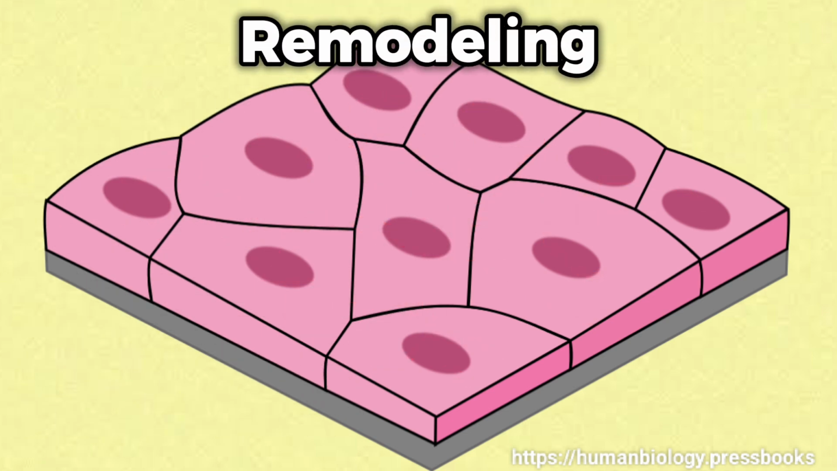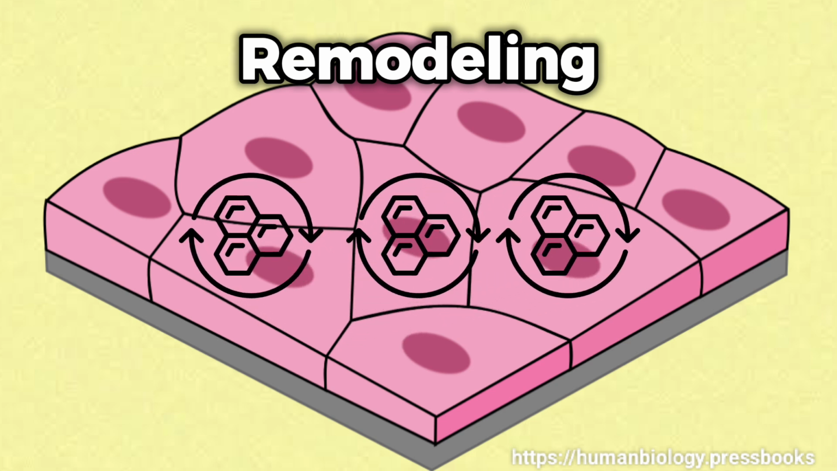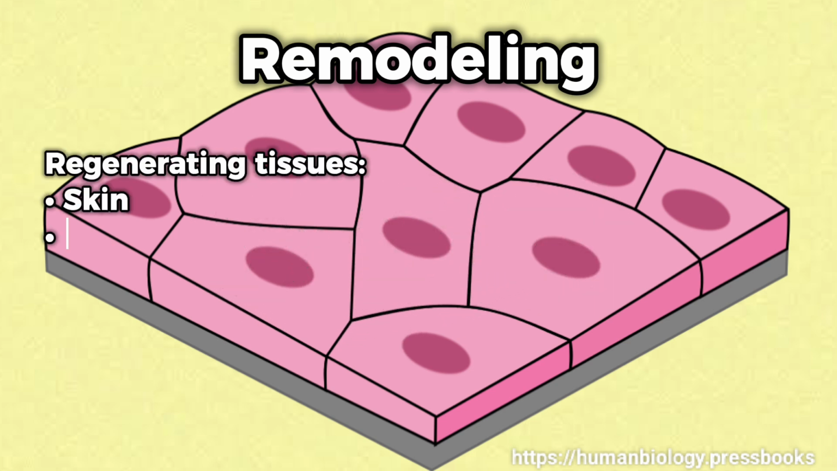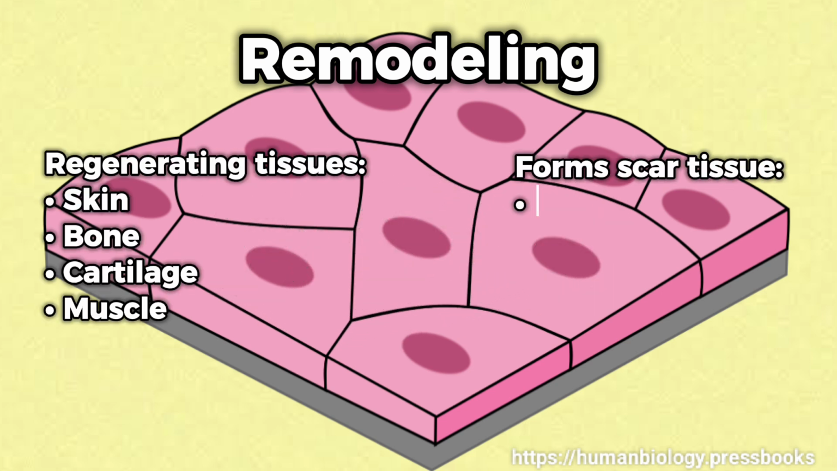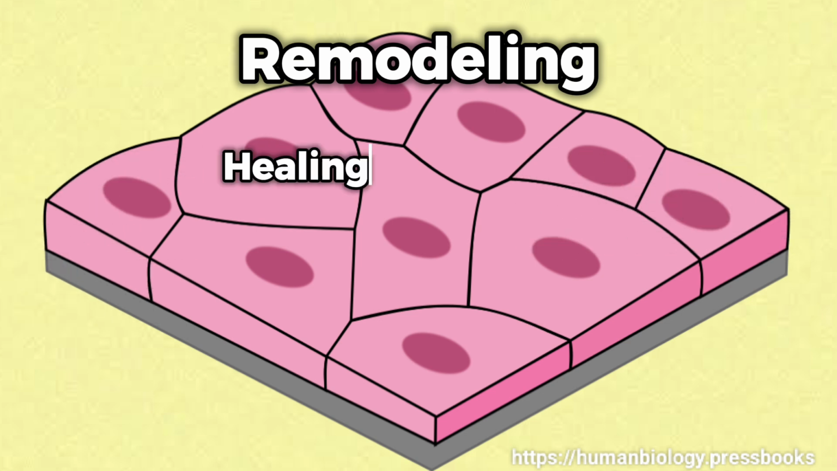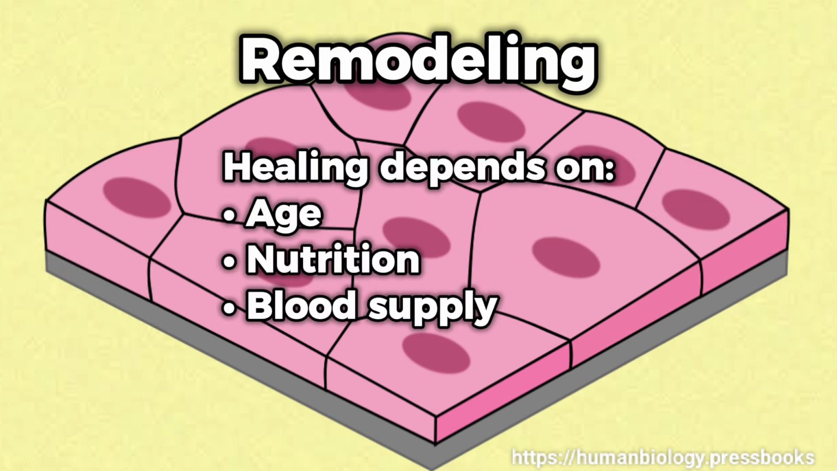Finally, in remodeling, collagen fibers realign for strength. Some tissues regenerate, while others form scar tissue. Healing depends on age, nutrition, and blood supply.